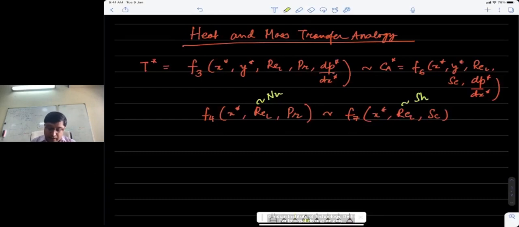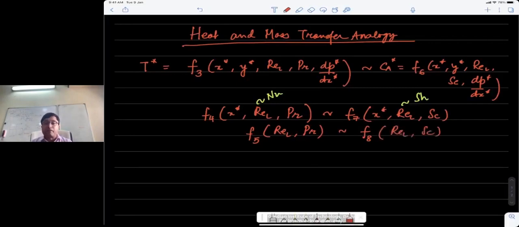And finally, taking it one step forward, if I average over the length of the plate, so if I calculate the average Nusselt number and average Sherwood number, that would mean that F5, which was only a function of REL and Prandtl, should be similar to F8, a function of REL and Schmidt. That is the average Nusselt and the average Sherwood number.